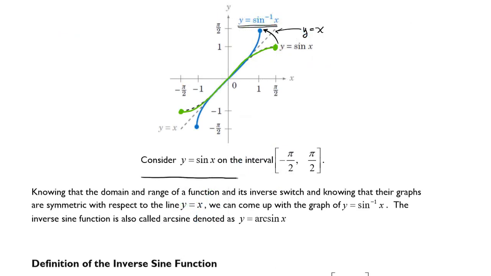Consider y equals sine x on the interval from negative pi over 2 to pi over 2. Knowing that the domain and range of a function and its inverse switch, and knowing that their graphs are symmetric with respect to the line y equals x, we can come up with a graph of y equals arc sine x, or y equals sine inverse of x. The inverse sine function is also called arc sine and denoted by y equals arc sine x. Some instructors prefer this notation, and it will depend on what your instructor decides to emphasize in calculus, whether they will use arc sine or sine inverse with the -1 notation.